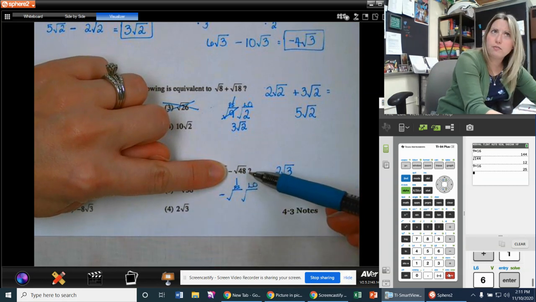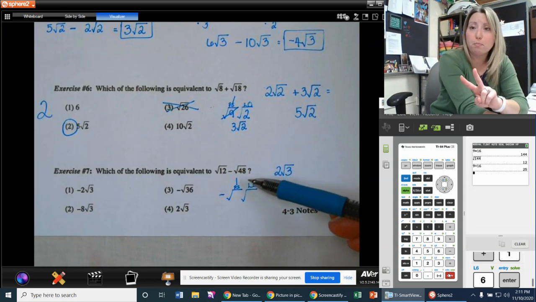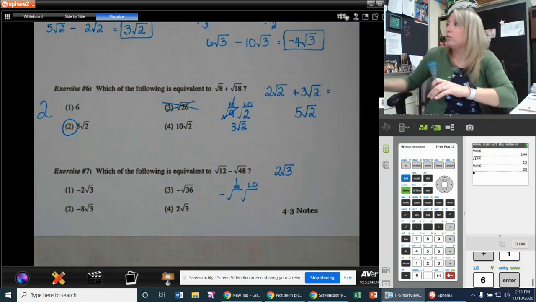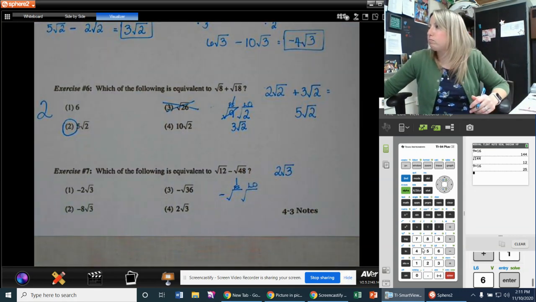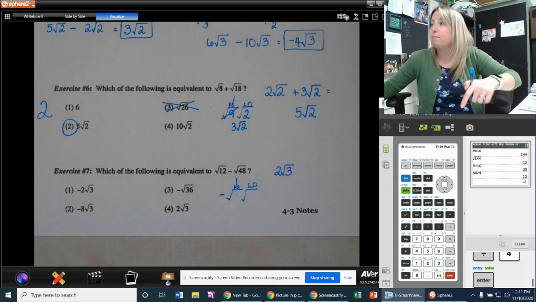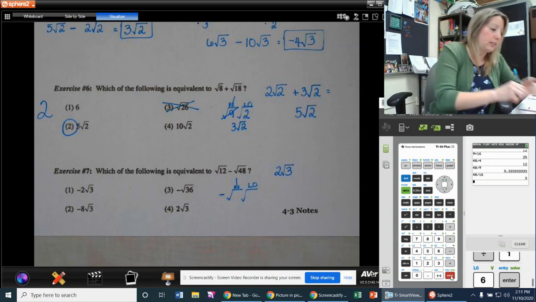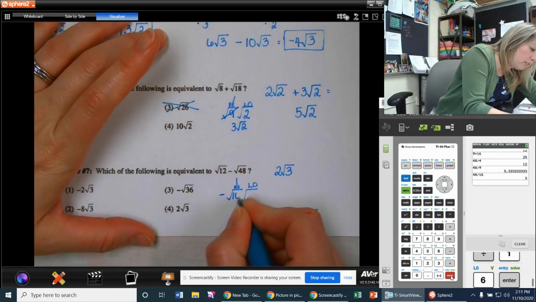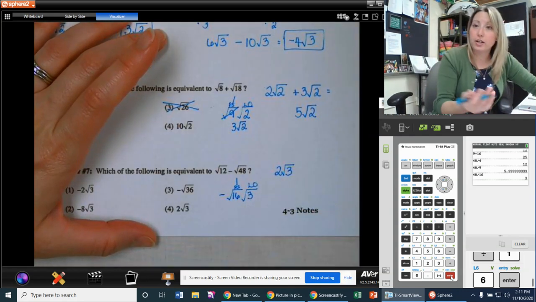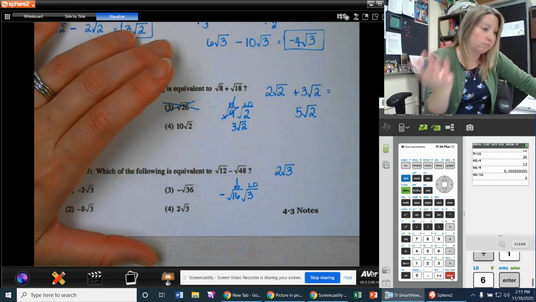What perfect square divides evenly into 48? There's actually 2 of them, but which one's bigger? Here, I'll just show you real quick. 48 divided by 4 leaves me with 12, but we know that 12 had to simplify. So let's try 48 divided by 9. Nope, that's not working. So let's try the next one. 48 divided by 16. Aha! 16 is the biggest perfect square that divides evenly into 48. And the leftover is 3.